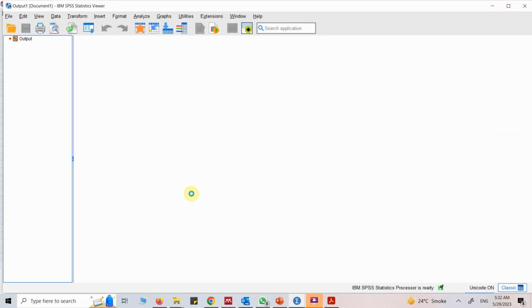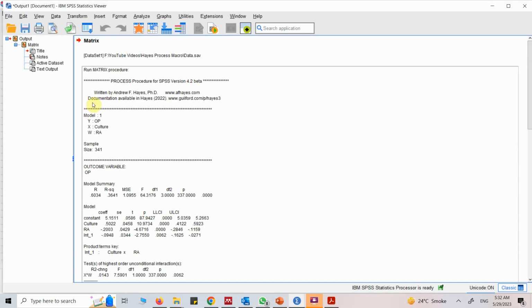Now here are our results, and first obviously we will check whether we ran the right model. Yes, Y was OP, X was culture, RA was my moderator. That is fine. The sample size is fine. The outcome variable, now in this case the output or the outcome variable is OP. Have a look here.